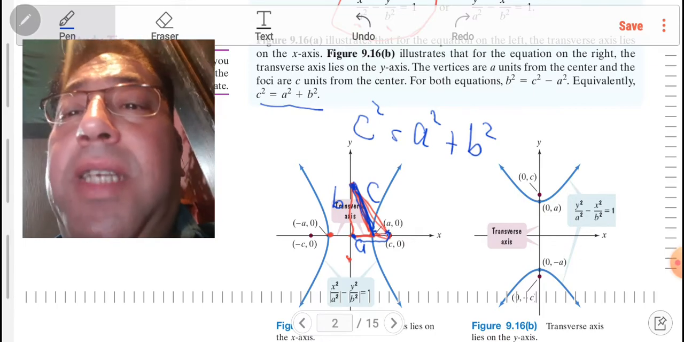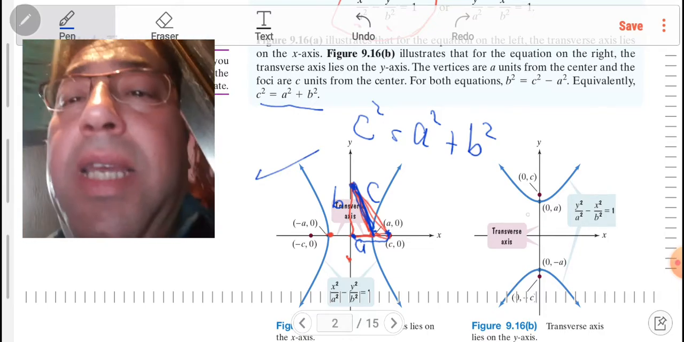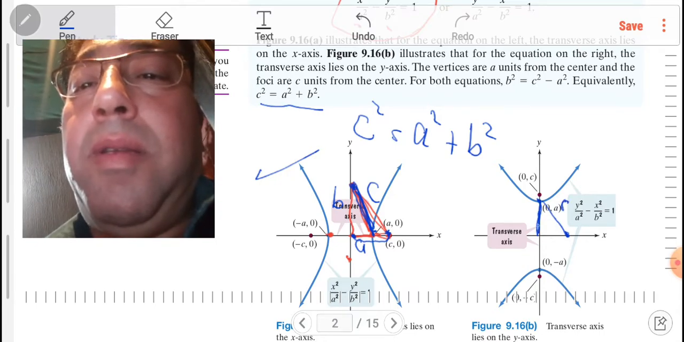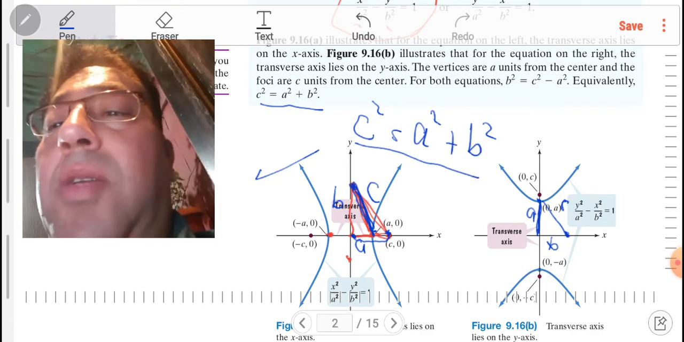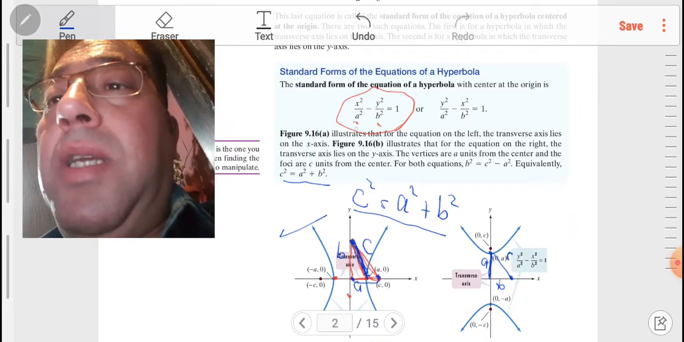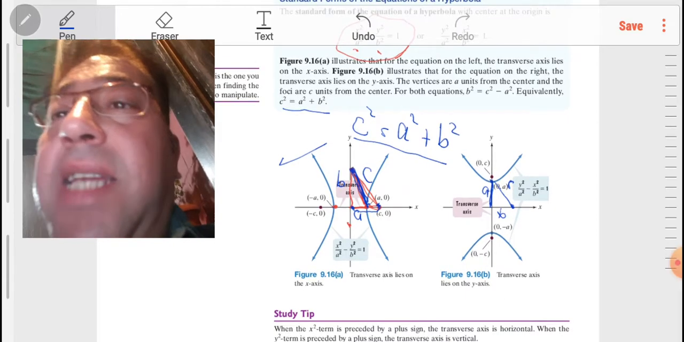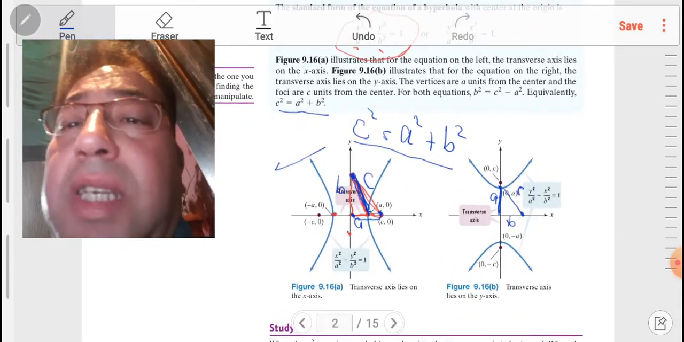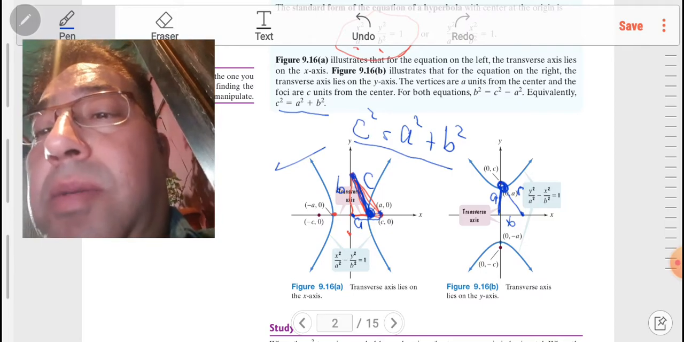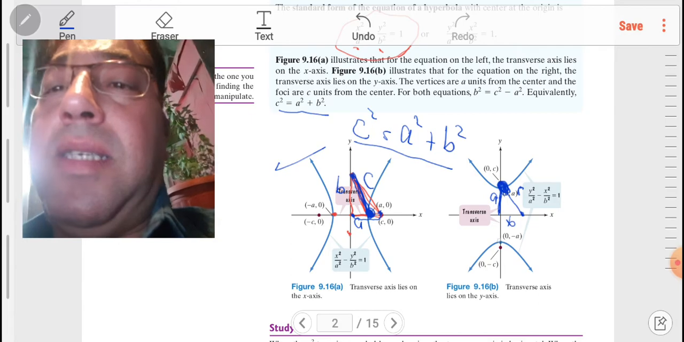Another style is the vertical hyperbola; here was the horizontal hyperbola. For the vertical hyperbola, here is A, here is B, here is C. Also C squared equals A squared plus B squared. If the hyperbola is horizontal, A goes with X, but if the hyperbola is vertical, A goes with Y. A is located on the X-axis in the case of a horizontal hyperbola, and on the Y-axis in the case of a vertical hyperbola.